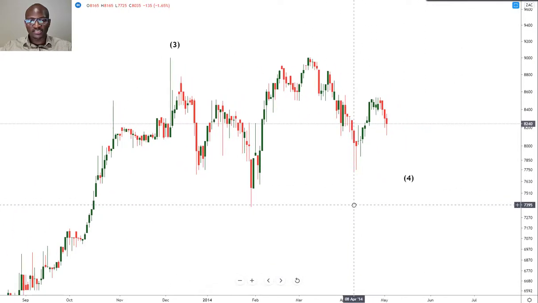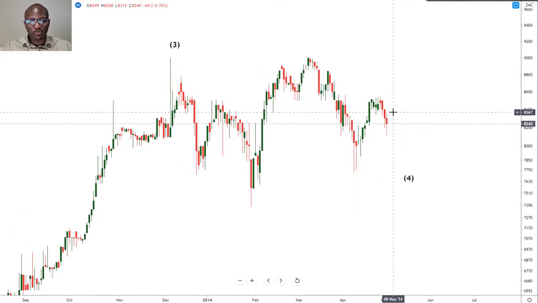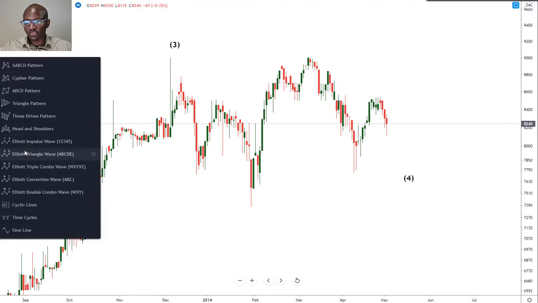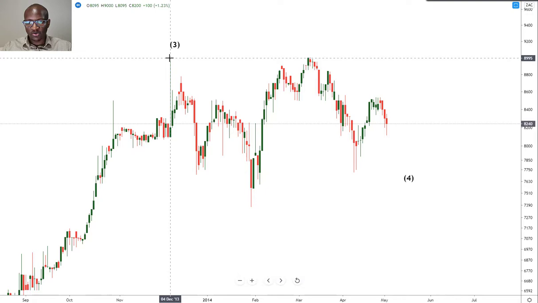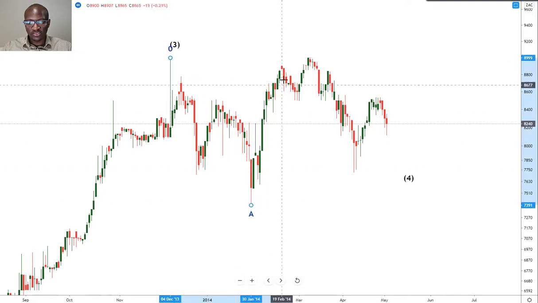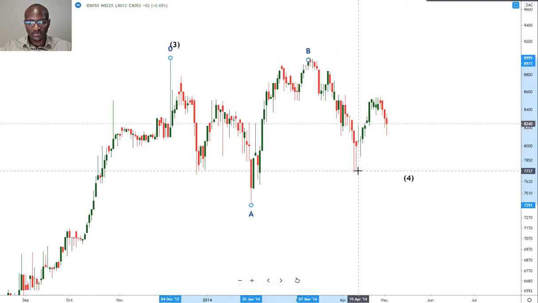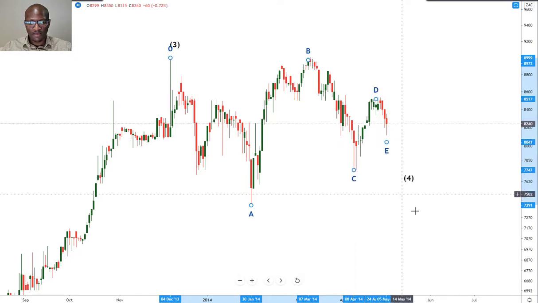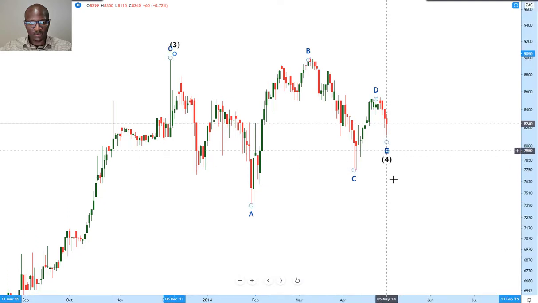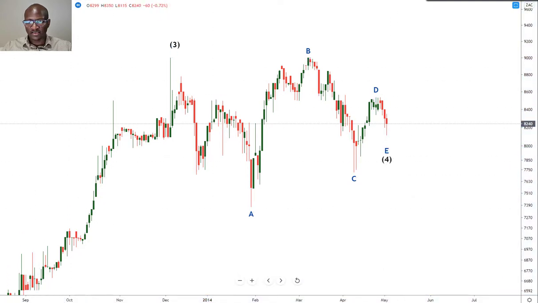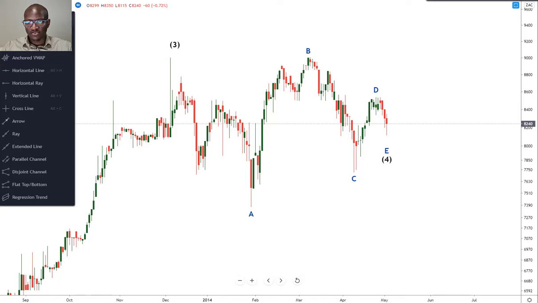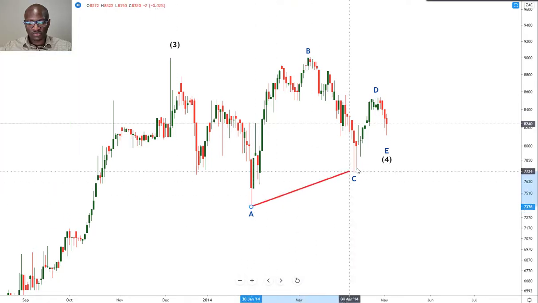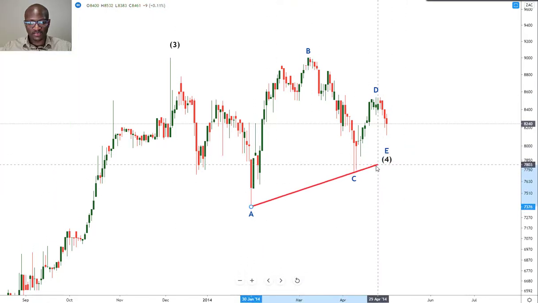Wave 4, as we can see, had a general sideways movement, and sideways movements in Elliott Wave are associated with triangles, which I will label waves A to E, and highlight the triangle by also drawing in the trend lines.